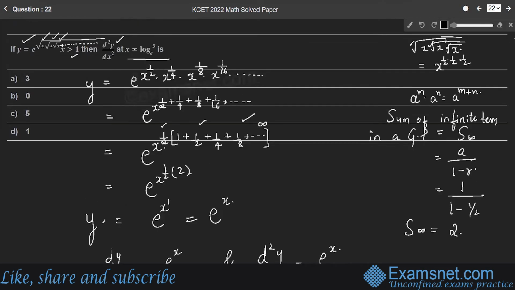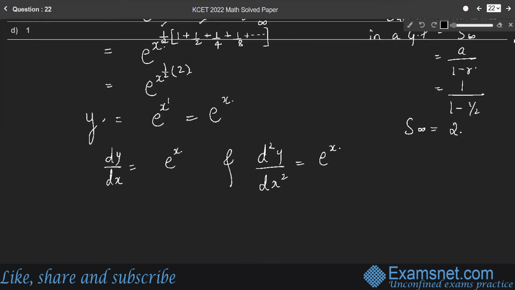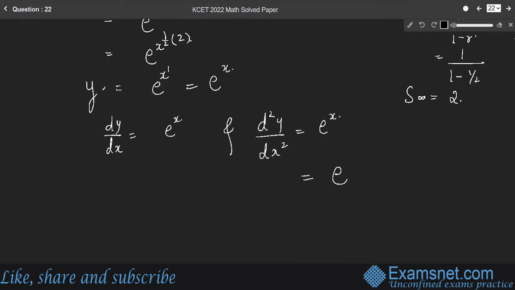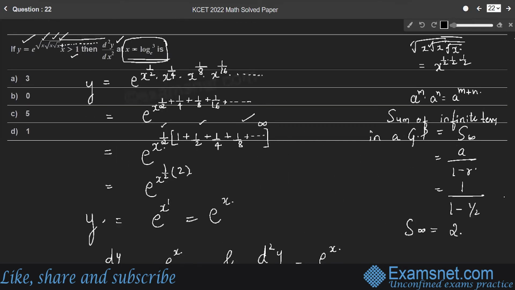Here the question is at x equal to log 3 to the base e. So in place of x, we are writing log 3. E raised to x means e raised to log 3 to the base e. Since the base is e, e raised to log 3 to the base e is the number 3 itself. Therefore, d square y by dx square becomes 3, because of the base. Therefore, look at the options. Option A is the right answer.